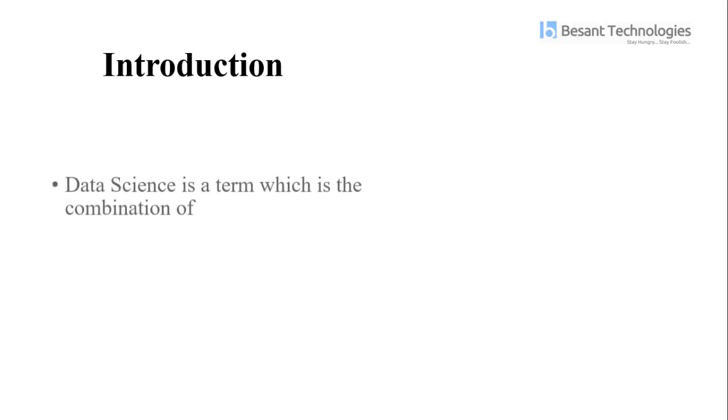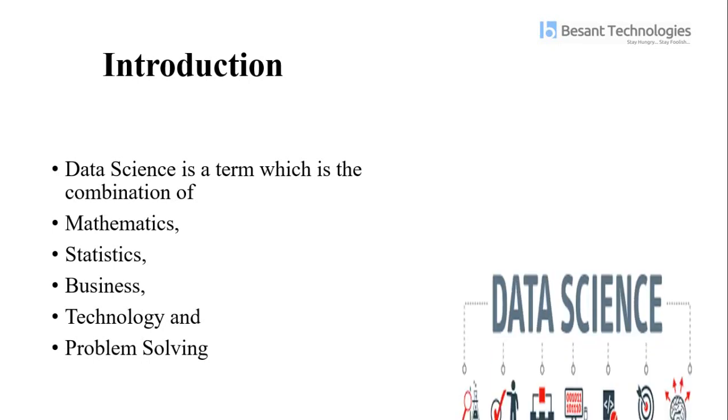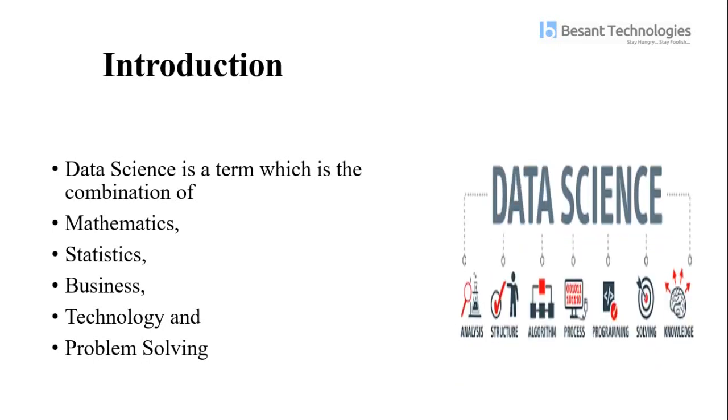Data science is a term which is the combination of mathematics, statistics, business, technology and problem solving. When we are choosing data science, it is nothing but a combination of all other stuff like analyzing, structuring, algorithms, processing, programming, problem solving and your own logical thinking. This combination of all those things is known as data science.